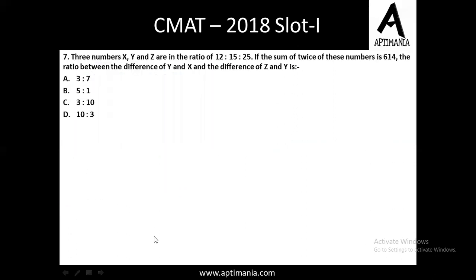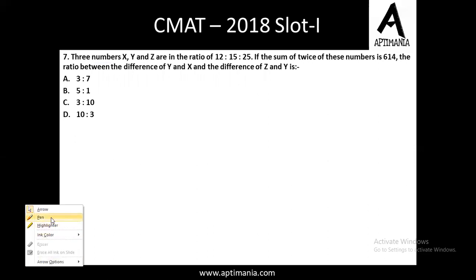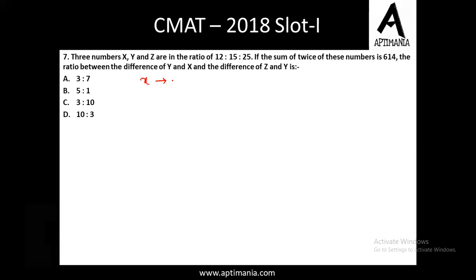Let's go ahead to the next question. Question number 7 is on the screen. Let's try to figure it out. It's a question from ratio and proportion. We'll just solve it. The three numbers x, y, z are in the ratio 12, 15, and 25. So after reading this statement, what we can form is, let x equal 12k, y equal 15k, and z equal 25k. So we have just assumed the values of x, y, and z in terms of k.